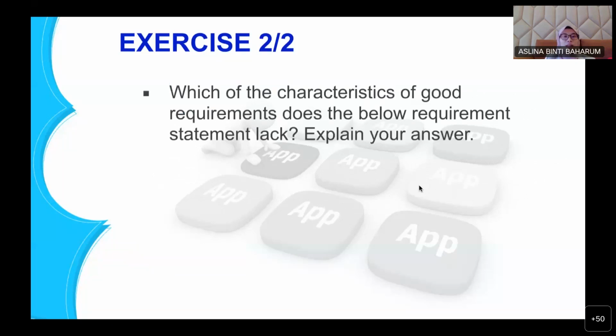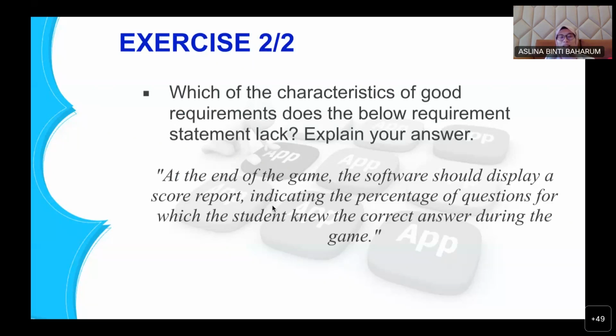Second question, which characteristic of a good requirement does the below requirement statement lack? Explain your answer. At the end of the game, the software should display a score report indicating the percentage of questions for which the student knew the correct answer during the game. So what do you think? Which characteristic of a good requirement is it lacking?